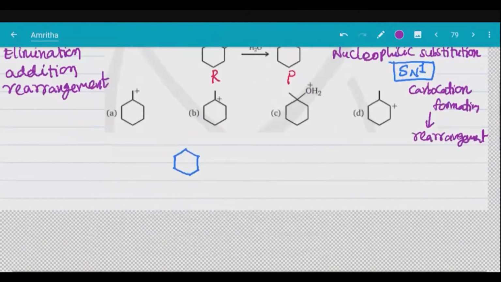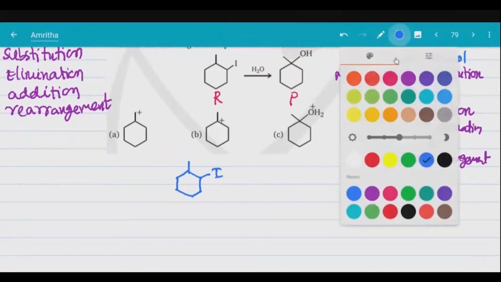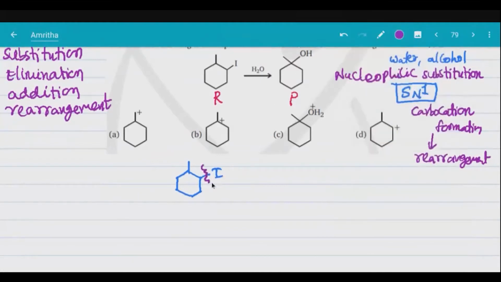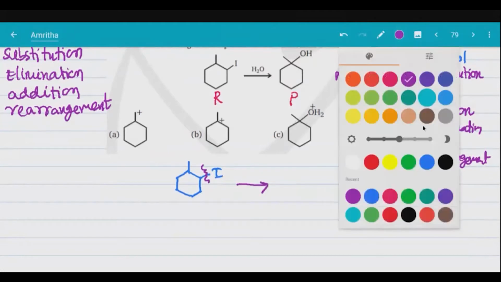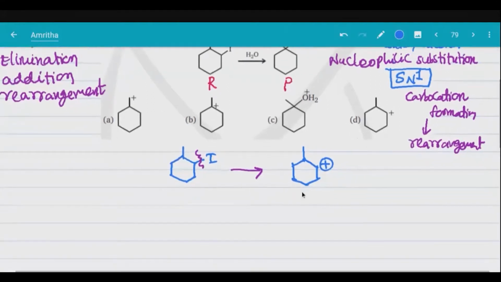Step by step now we'll see. Our reactant is this. In any SN1 reaction, what is our first step? The first step is breaking of this bond. What we'll get is this positive charge. Step by step we'll look into the details of this mechanism. This is a secondary carbocation. Do you know what a secondary carbocation is? Carbocation means carbon with positive charge. This is connected to two carbons, so that is secondary.